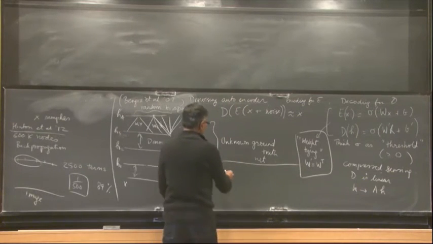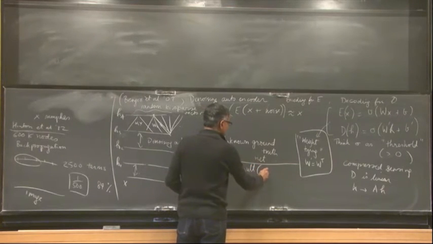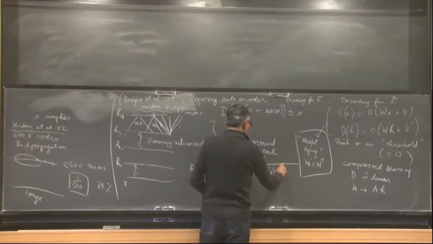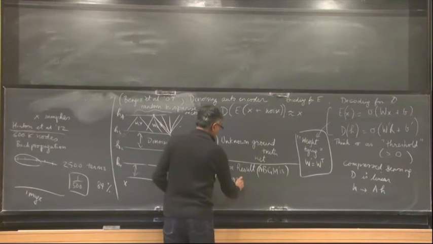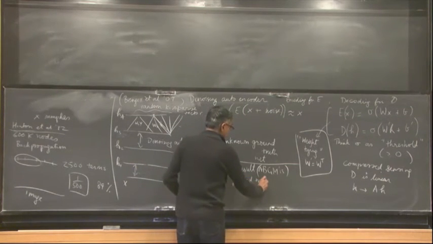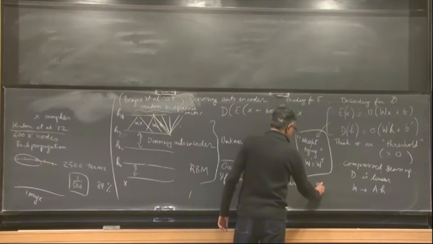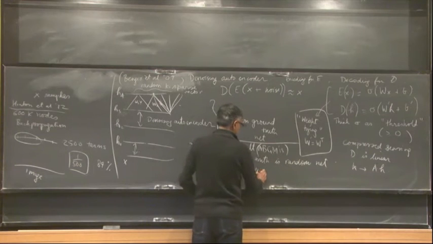So exactly. So our result finally. This is joint work with Aditya Bhaskara, Rong Ge, and Tengyu Ma. Tengyu's over there. Is that if the ground truth is a random neural net of certain degree, of degree n to the gamma, then we can learn it.